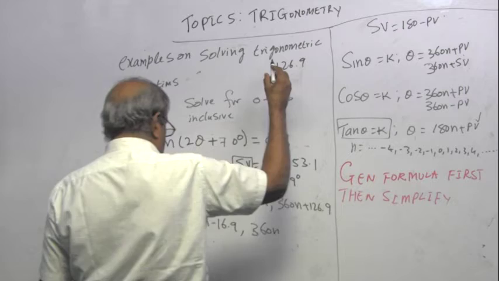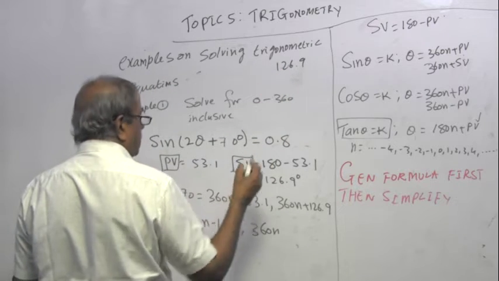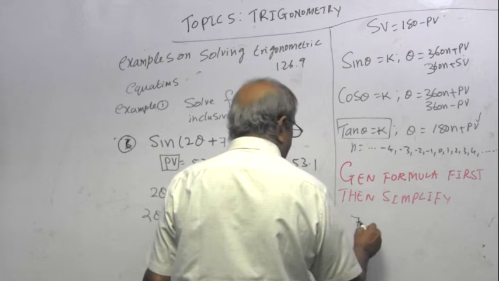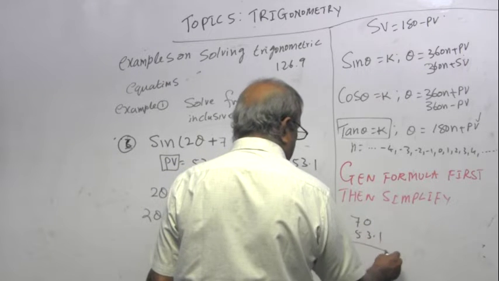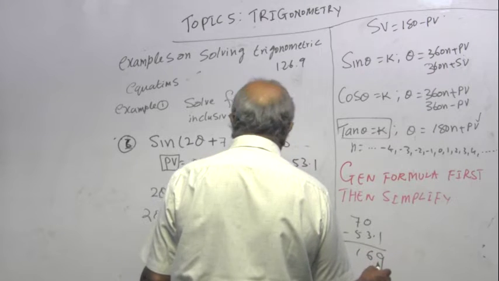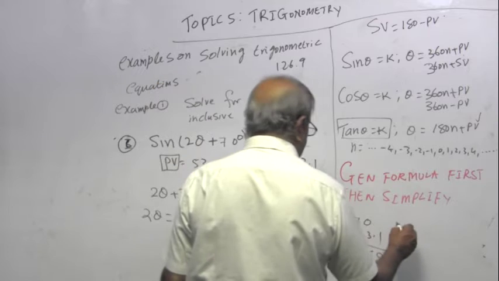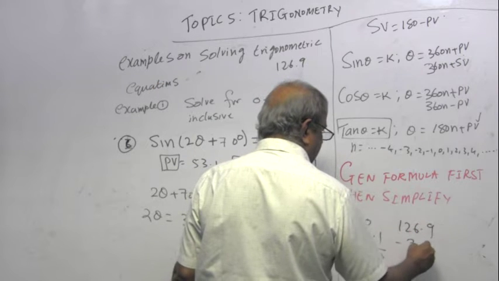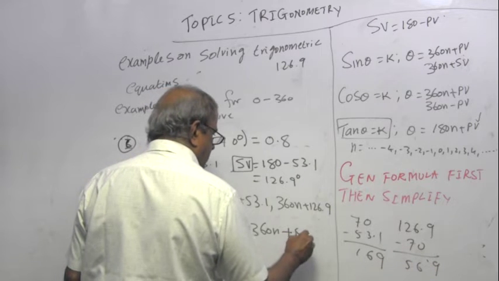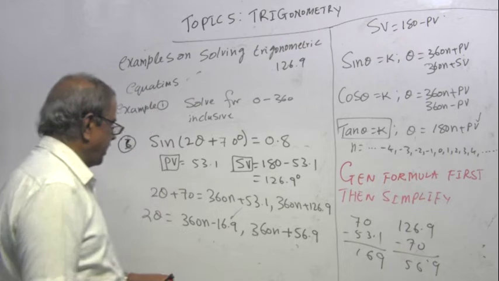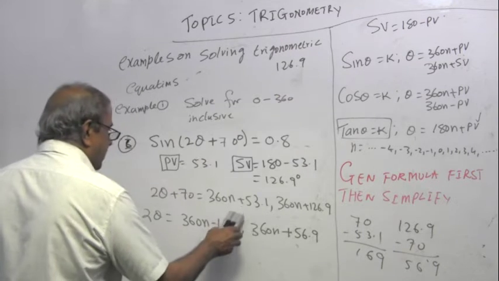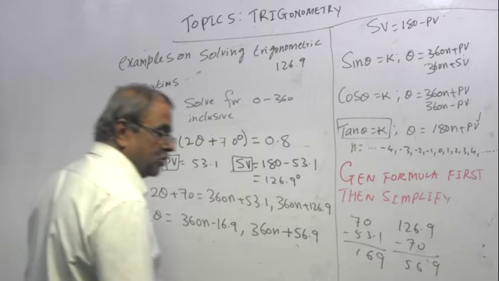I can use a calculator, but I want to show off. So it is 70 minus 53.1. 10 minus 1 is 9, 9 minus 3 is 6, 6 minus 5 is 1. So 16.9, negative. That's correct. The other one is 126.9 minus 70, which is 56.9. So it is 360n minus 16.9, and 360n plus 56.9. That is now your 2 theta.